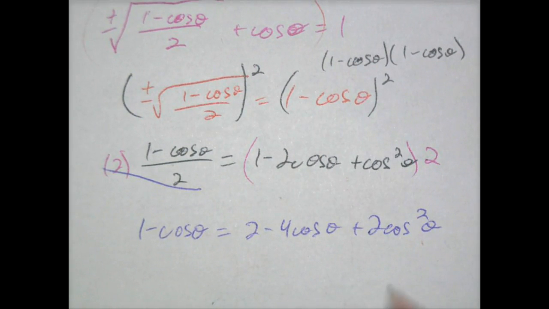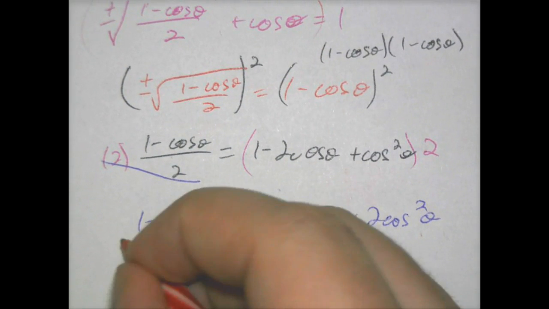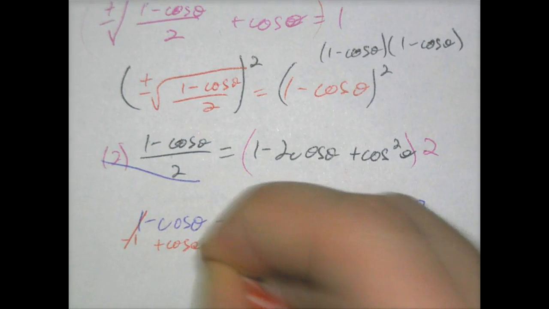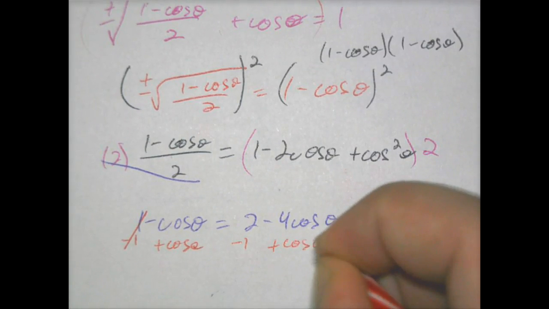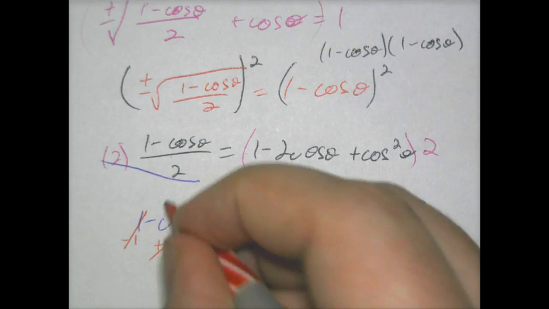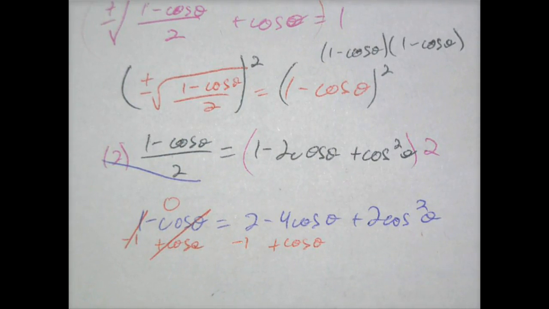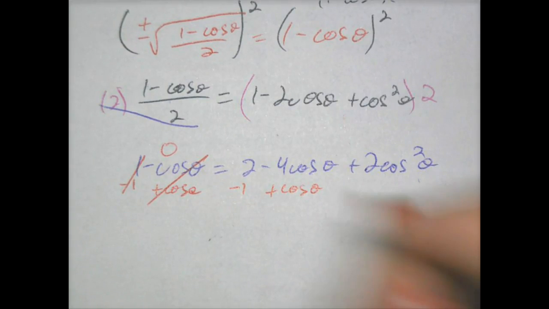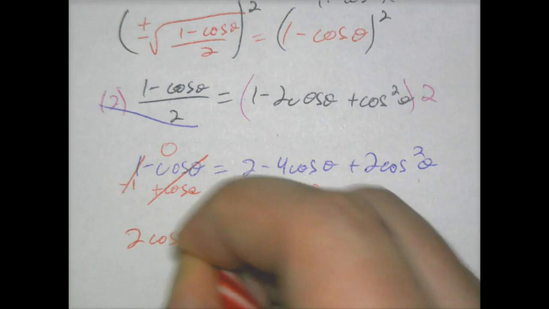And then since it's a quadratic function, I'm going to get everything on one side. So I'll subtract 1, and I will subtract 1 plus cosine and plus cosine. And then this side will be 0. I'm going to rearrange it such that it looks nice. So I'll move it such that I have that term in front, so 2 cosine squared.